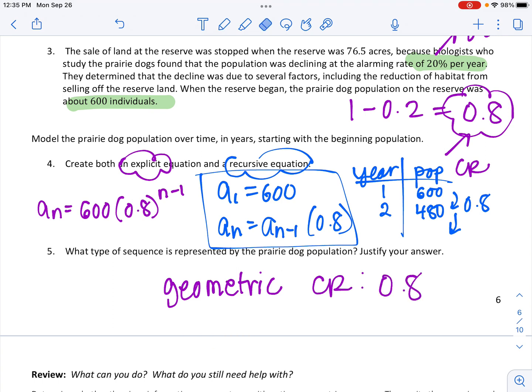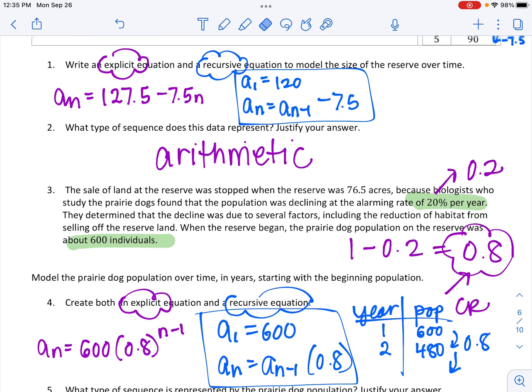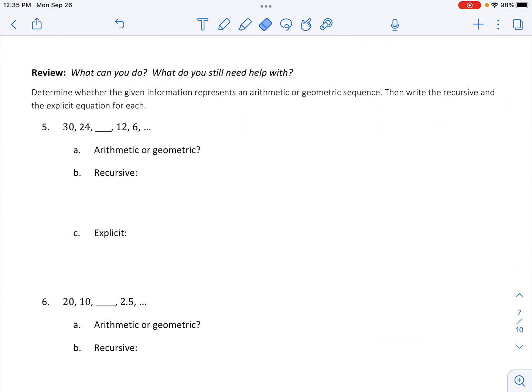Okay, so that was kind of the new part, looking at the context of this, taking a percentage and changing it to a decimal. Also, if it's decreasing, subtracting from 1. So let's do a little bit of review. All of the rest is review, things you've seen before and should know how to do, but we'll go over it if you don't.